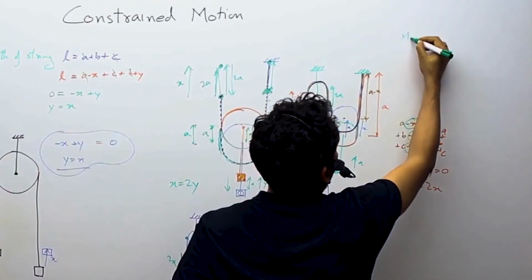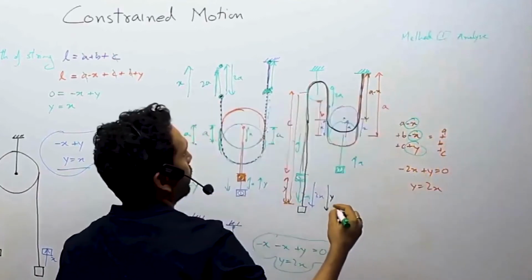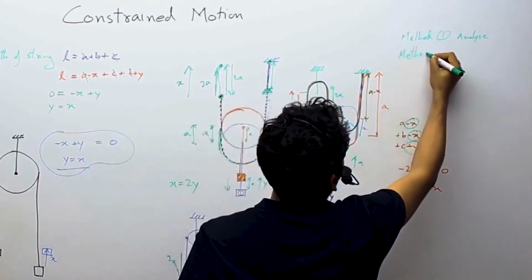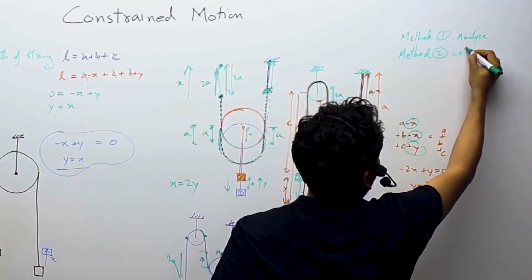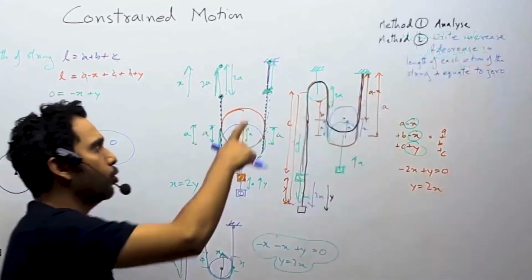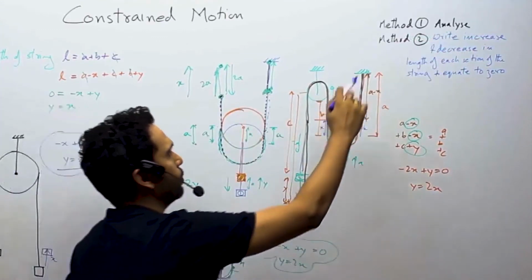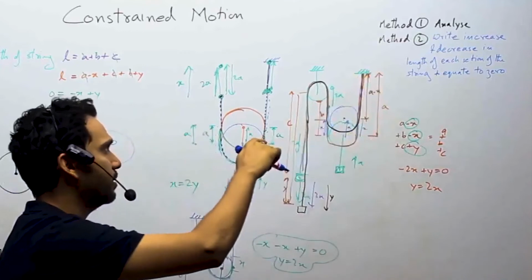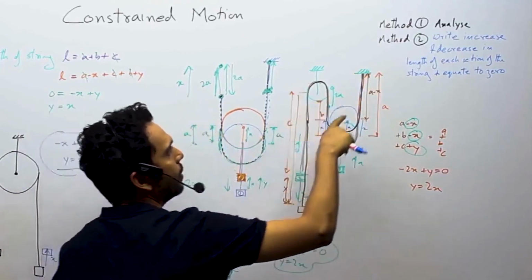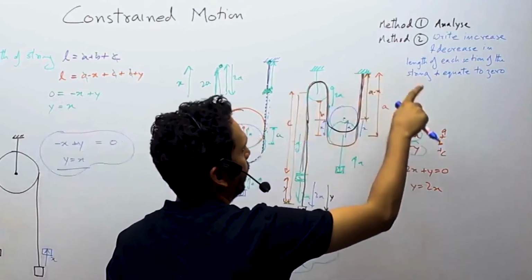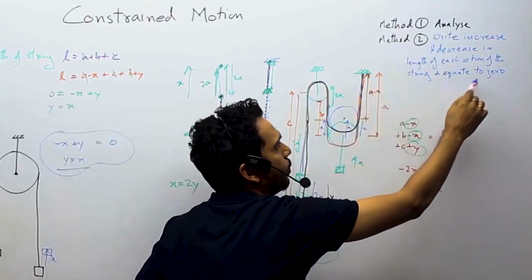Now, my methods were: one is analyze. Method 2 is, so I've listed down 2 methods. I'll do one more method for this setup. So the first method was analyze, and that is by inspection you find out. I move the movable pulley by one. And the next method is you write the increase and decrease in the length of each section of the string and equate it to 0.